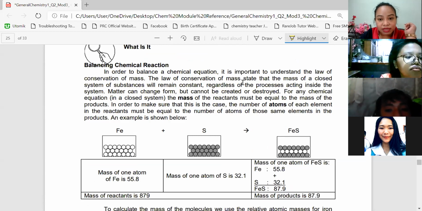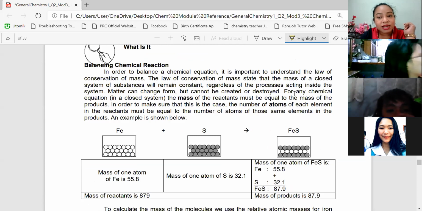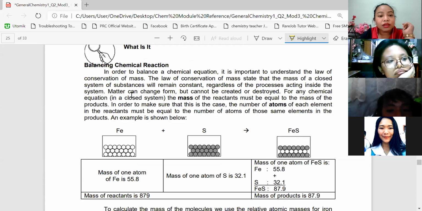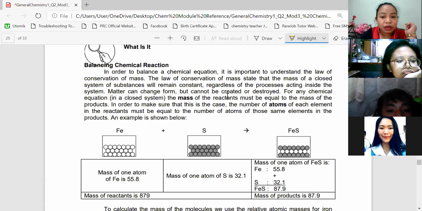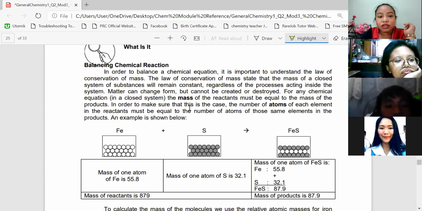The law of conservation of mass states that the mass of a closed system of substance will remain constant regardless of the process acting inside the system. Matter can change form but cannot be created nor destroyed. For any chemical equation in a closed system, the mass of the reactants must be equal to the mass of the product. In order to make sure that this is the case, the number of atoms of each element in the reactant must be equal to the number of atoms of those same elements in the product.